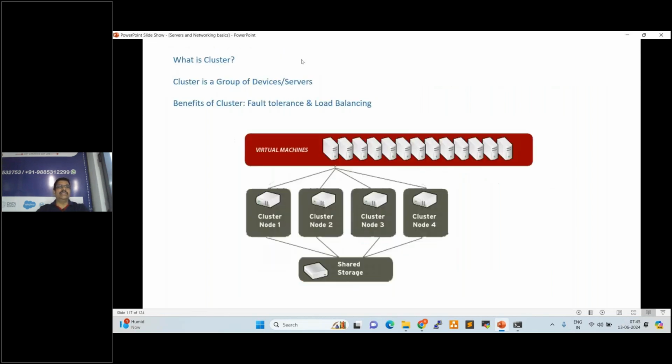See here. Next one is, what is a cluster? What are the advantages of a cluster, right? So a cluster is nothing but a group of servers. Benefits of a cluster: fault tolerance and load balancing. What is load balancing? What is fault tolerance? For example, we configure 10 servers as a group, right?